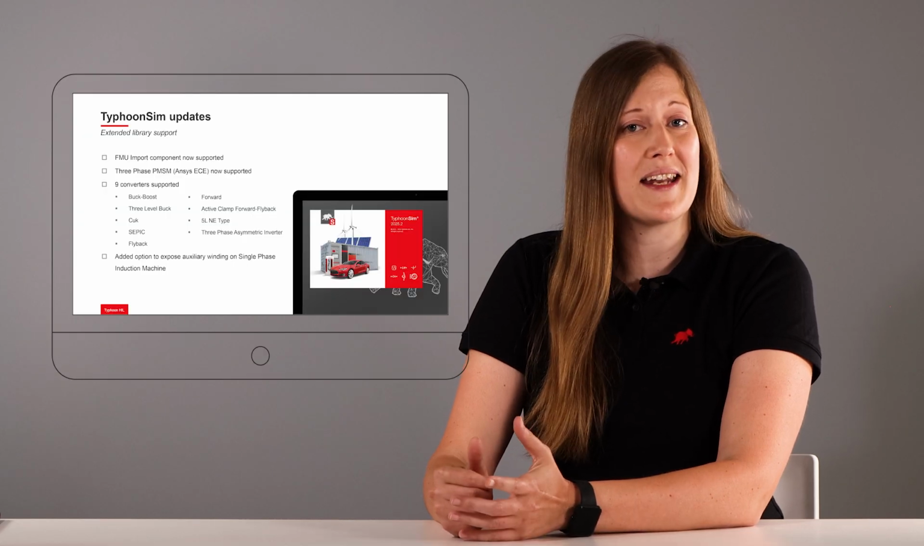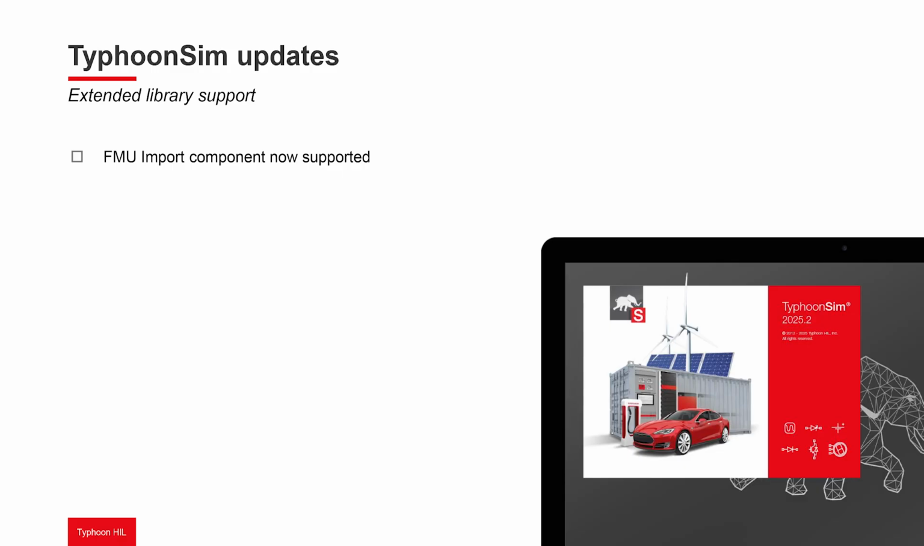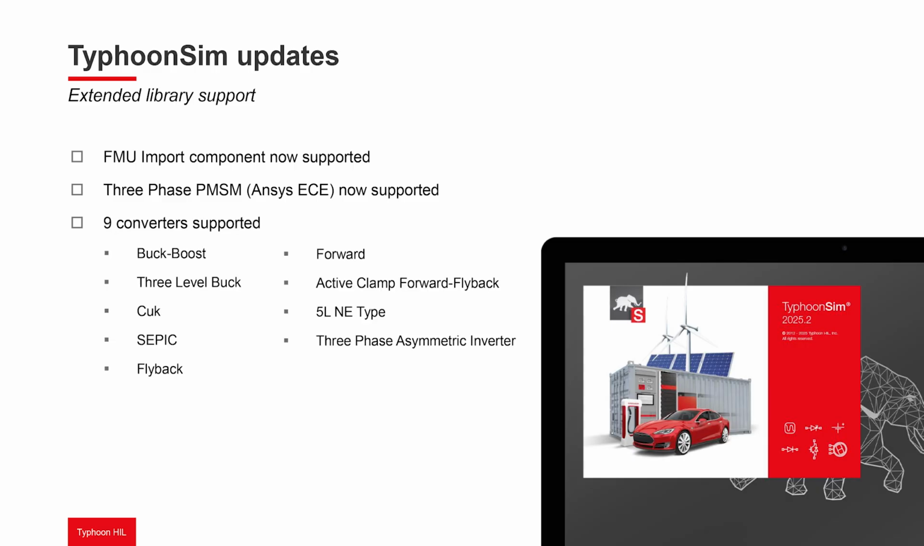The Typhoon Sim library continues to grow, with more components being supported every update. With the 2025.2 release, the FMU import component can now be used in Typhoon Sim. This update should be particularly helpful to users looking to import models from other software environments into Typhoon Hill Control Center. Additionally, one machine component, the ANSYS ECE 3-phase PMSM, and 9 more converter components are now supported in Typhoon Sim. Beyond this, we have added the option to expose auxiliary winding on single-phase induction machine.